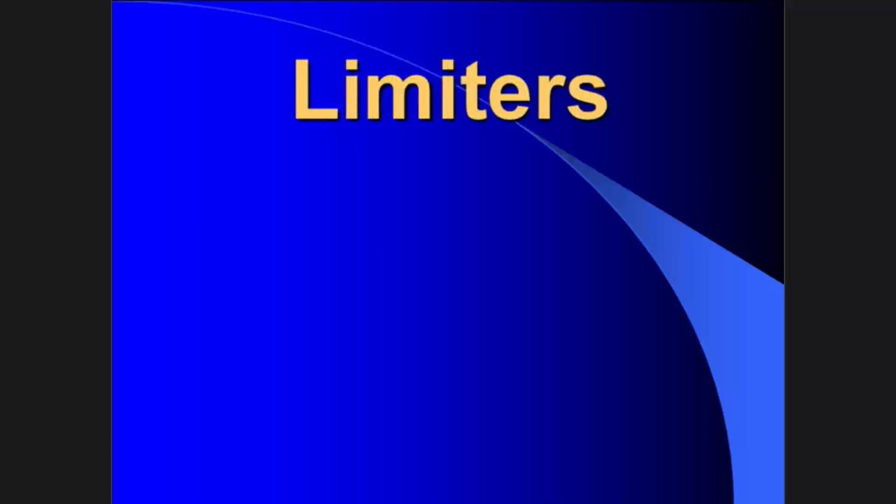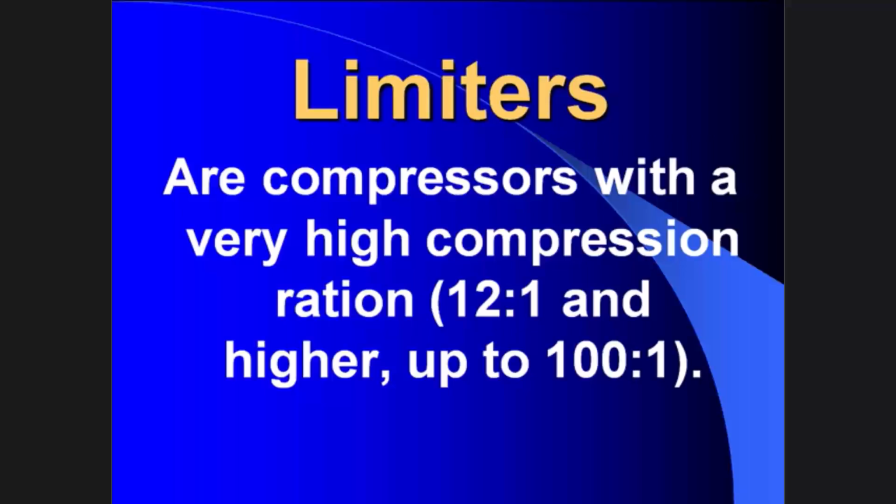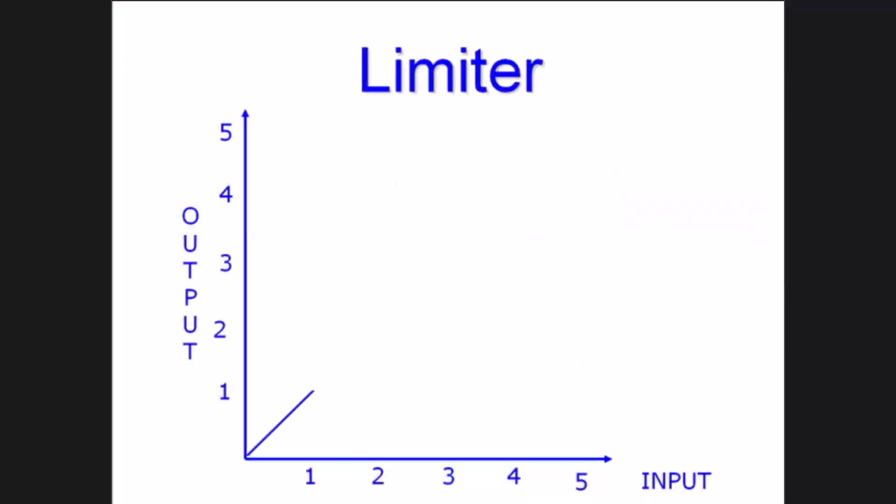Considering limiters as special-purpose compressors. Limiters are merely compressors with very high compression ratios, 12.5 to 1 and higher, even 100 to 1. So when dealing with a limiter, once we reach the threshold, the output level would not be allowed to exceed that threshold, no matter how much the input increased.